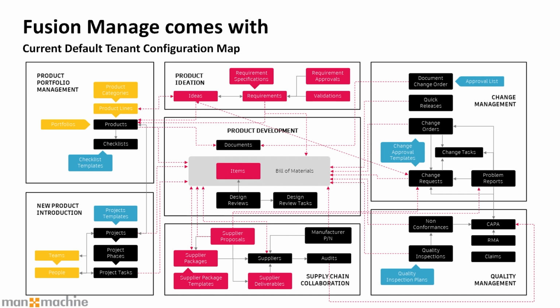So Fusion Manage, don't panic when you look at this. This is kind of like a default tenant configuration map. So it looks like a whole bunch of different environments talking to other things, but it's showing you the interconnectivity between these various different things, between quality management and change management, between product development and change management. You can kind of see that product development sits at the center of this Fusion Manage tool.